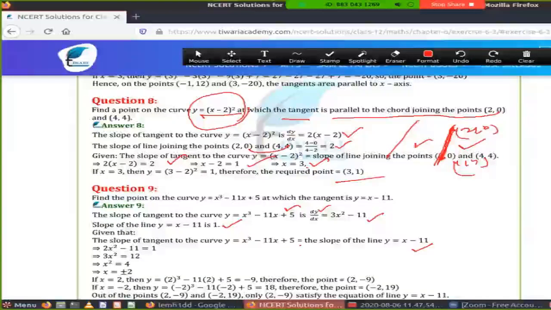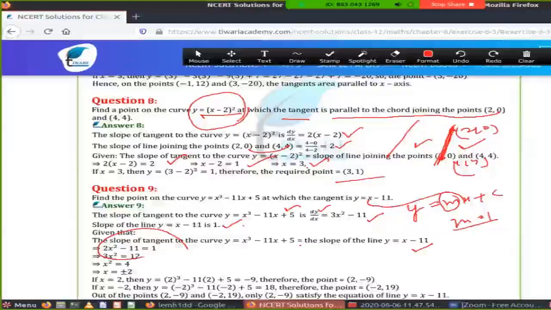Now how to get the slope? Write the statement like this, y equal to mx plus c. Compare this equation with it. What is the value of m? m is equal to 1. If m is equal to 1, it means the slope of the line is 1. That's why it is written 1. Now put both the slopes equal. You will get the value of x as plus or minus 2.